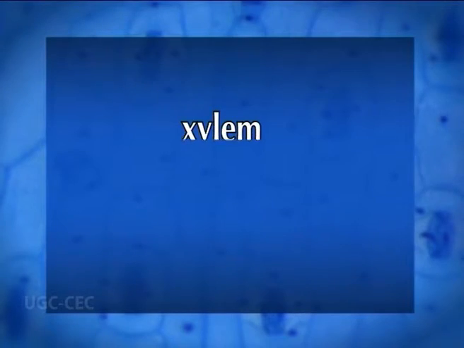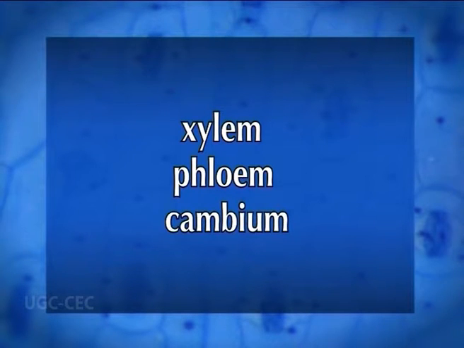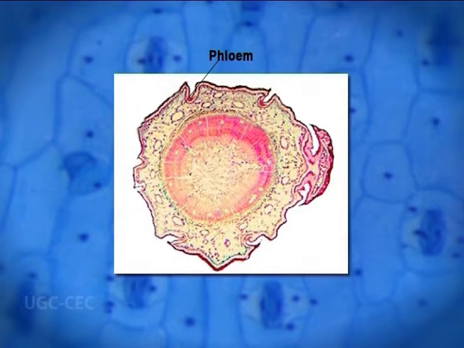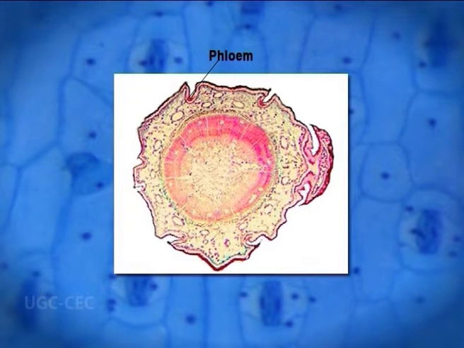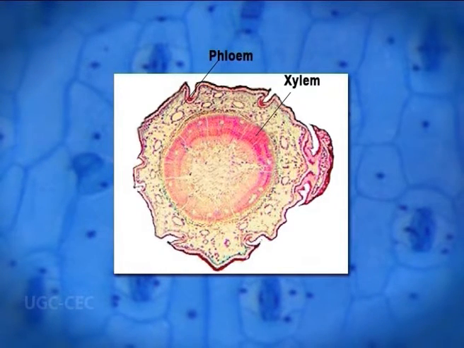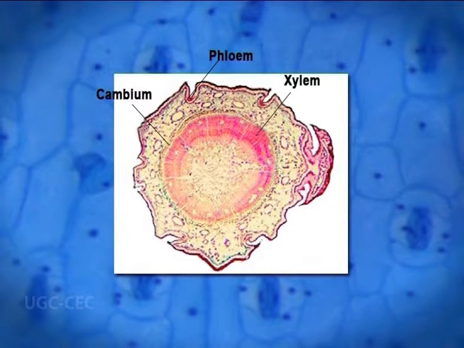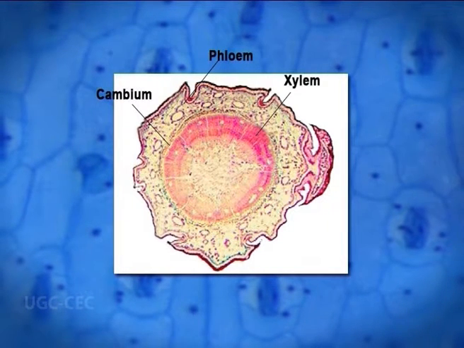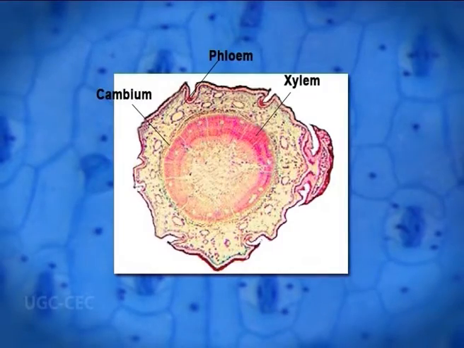A mature vascular bundle consists of three main tissues: xylem, phloem, and cambium. The phloem is located towards the outside of the bundle and the xylem towards the center. The cambium separates the xylem and phloem, which brings about secondary thickening.